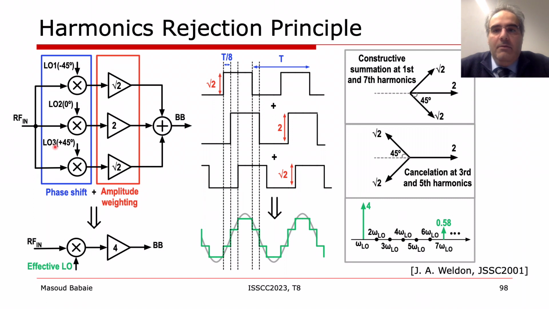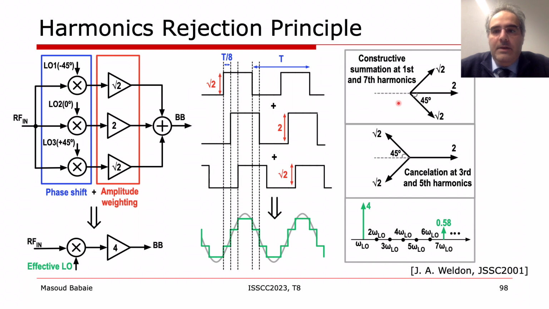Instead of having one mixer, we have 3 mixers in parallel, whose outputs are combined with amplitude weighting factors of root 2, 2 and root 2. The mixers are driven by 3 different LOs with a relative phase of minus 45 degrees, 0 and 45 degrees.